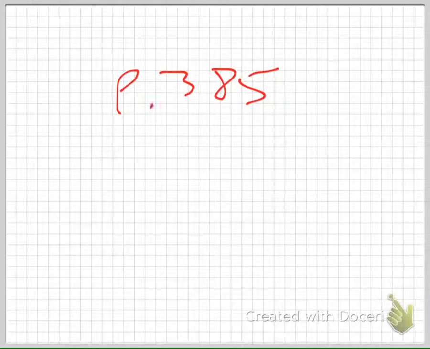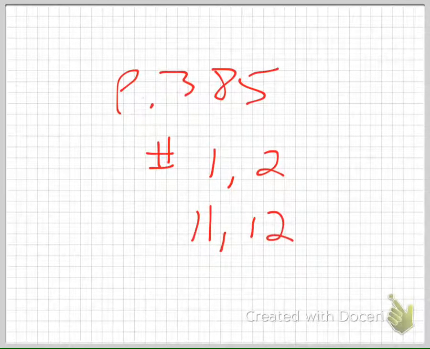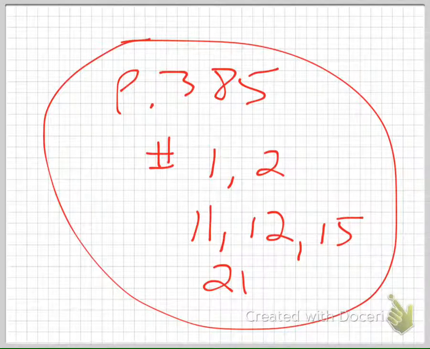Okay, page 385. You're doing numbers 1 and 2, 11, 12, 15, and 21. Okay, that sounds good. Those 6 problems. Did you write them all down? All 6? Okay.